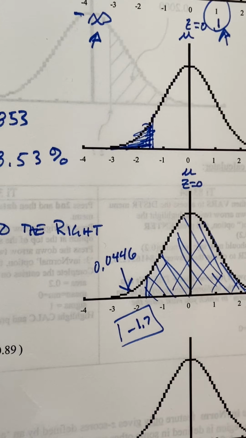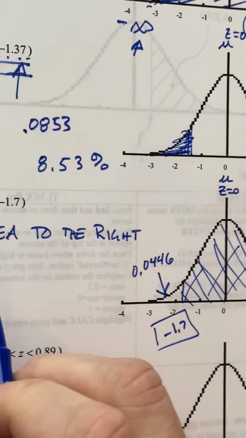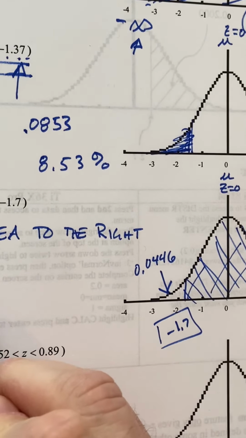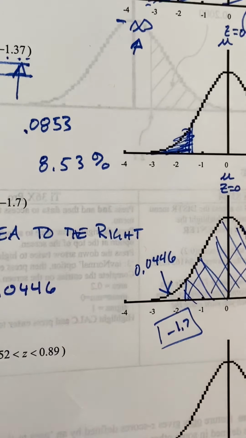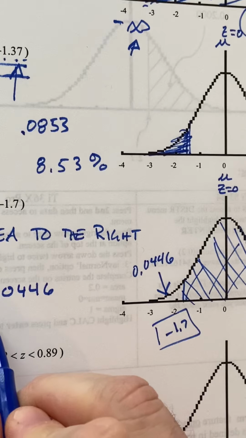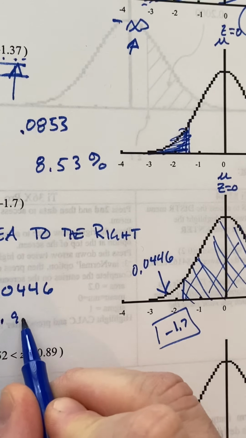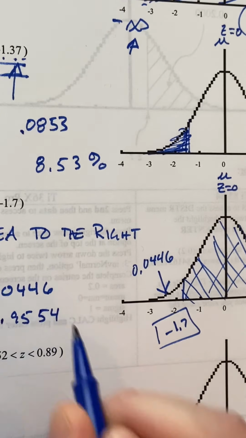To find the area to the right, we know the total area under these normal curves is always 1, or 100%. So we want to find this one's complement. 1 minus 0.0446. Plug that into your calculators and hopefully we'll all get 95.54%.